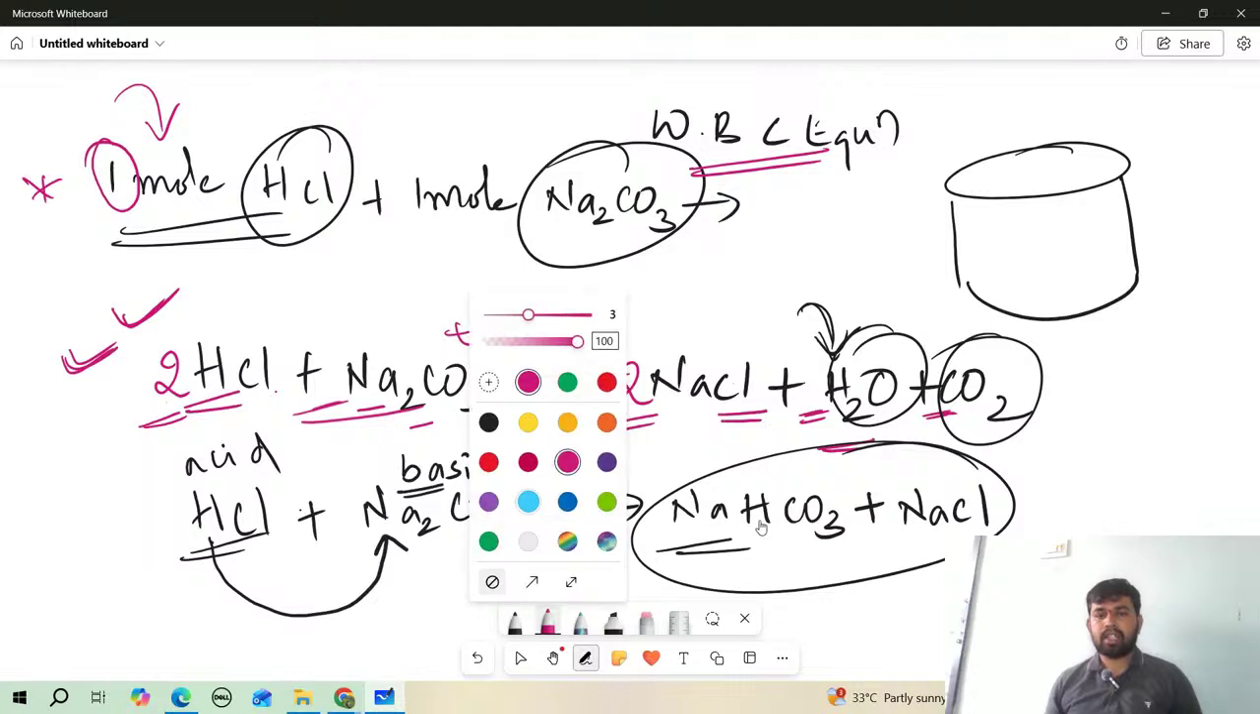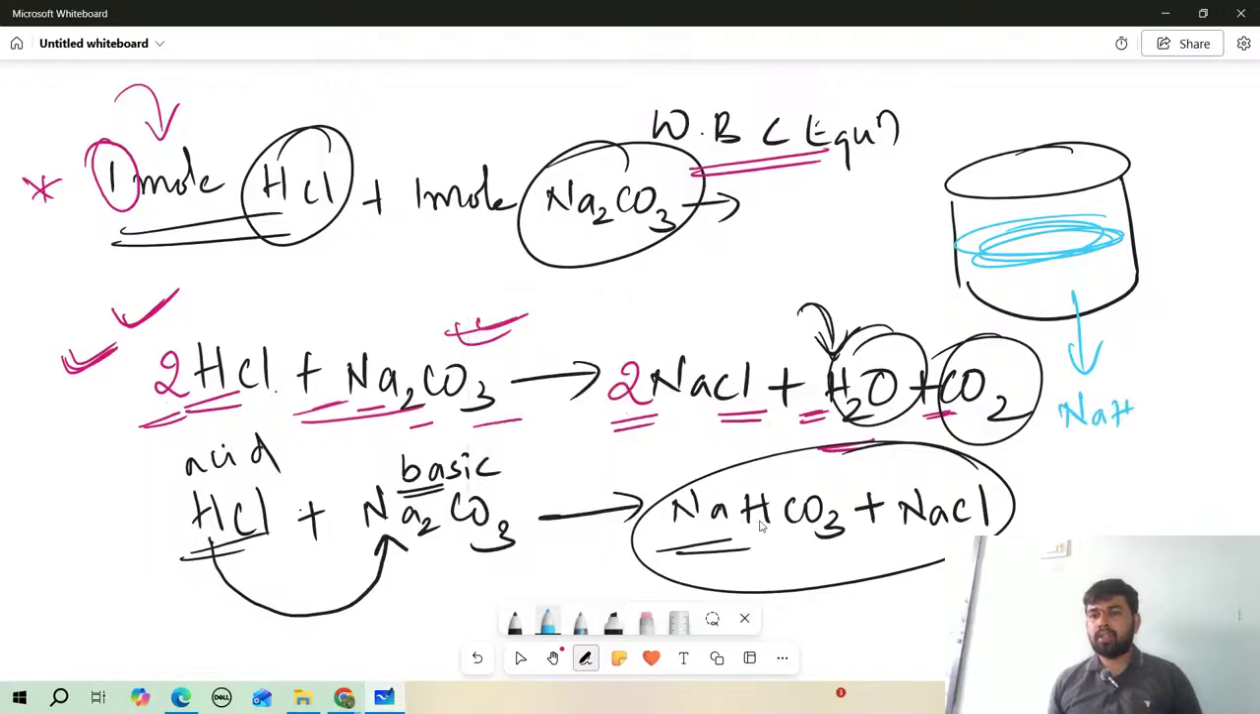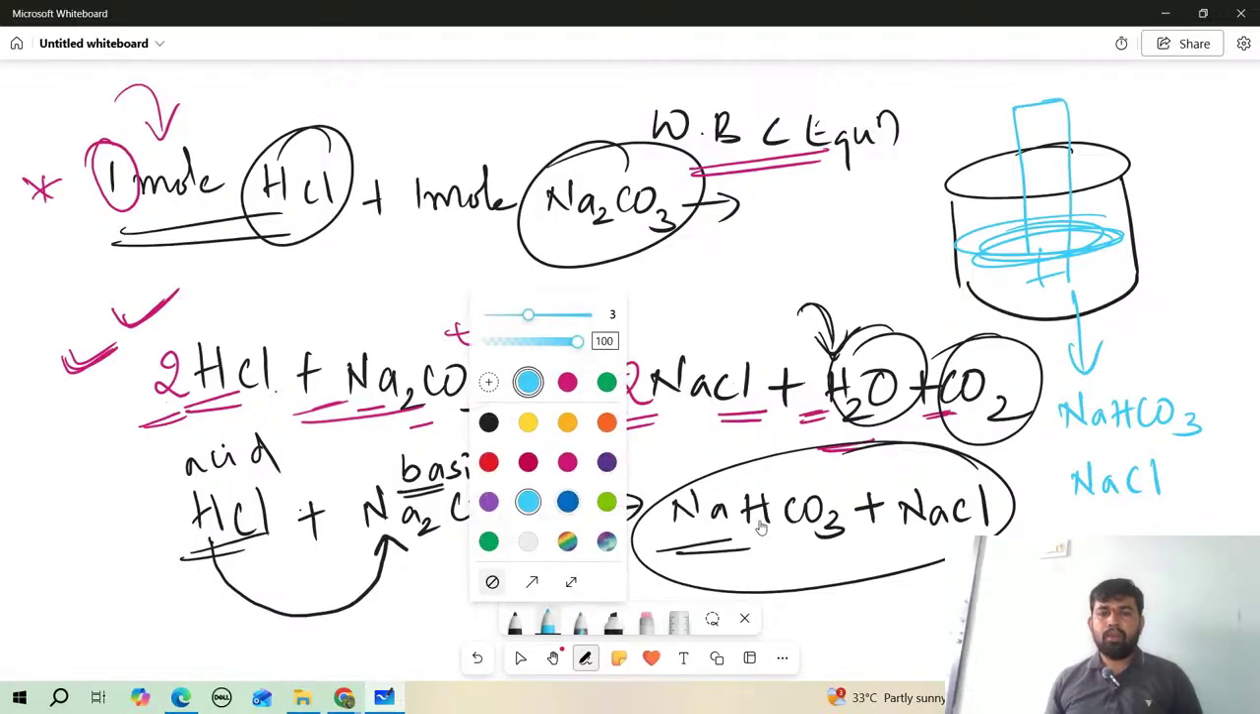I have a reaction mixture. It means it contains sodium hydrogen carbonate solution and sodium chloride solution. Now in this case, if you are keeping blue litmus paper, what happens to the blue litmus paper? Try to understand.